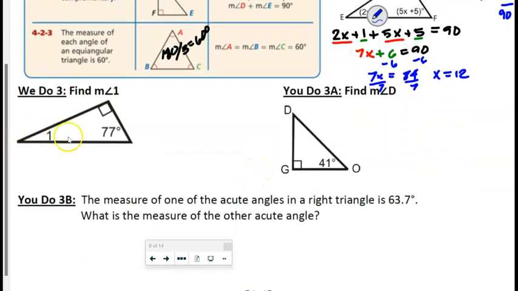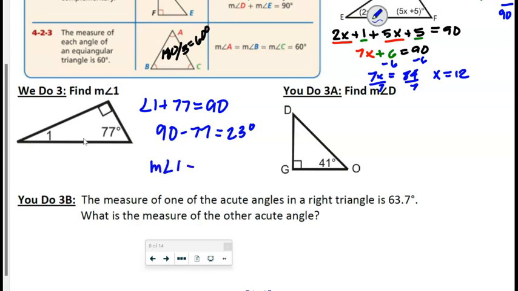All right, again, this here is pretty easy, right? So if we're trying to find the measure of angle 1, if angle 1 plus 77 equals 90, can't we just do 90 minus 77? And that equals 23 degrees, right? Let me double check, yeah. So the measure of angle 1 equals 23 degrees.